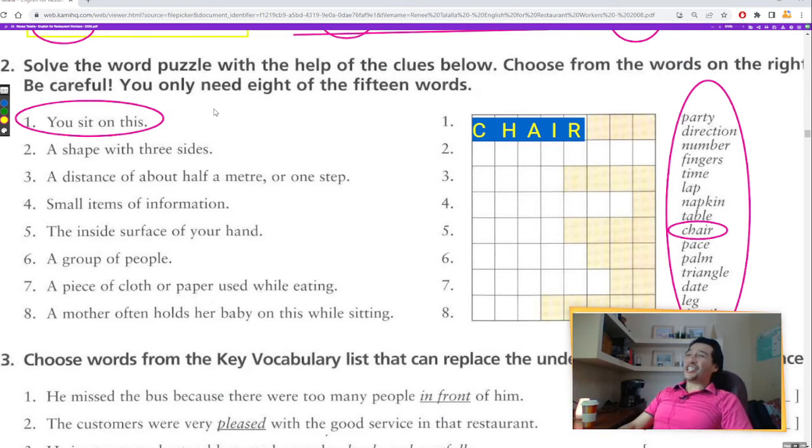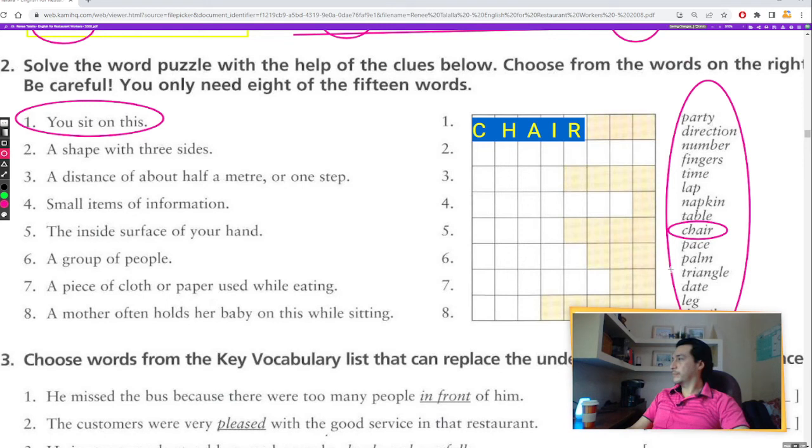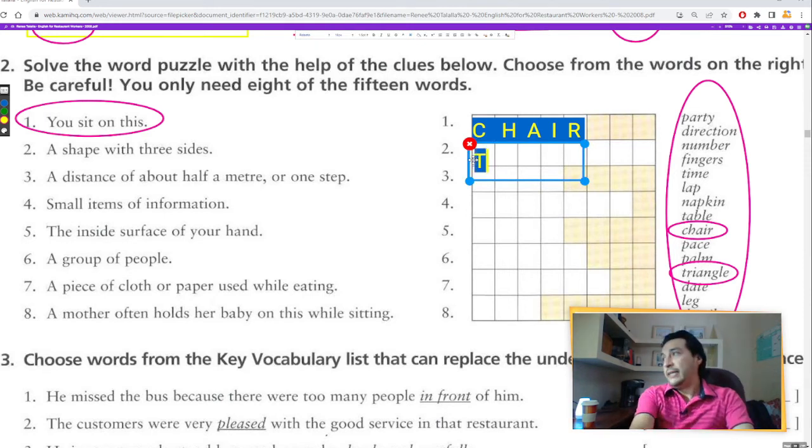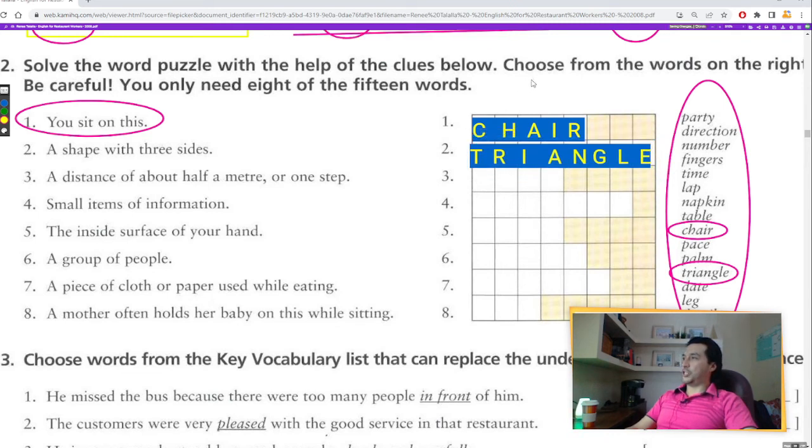Number 2, a shape with 3 sides. 1, 2, 3 sides. It's a shape from geometry. Triangle. Number 2, triangle. T-R-I-A-N-G-L-E. Yes, we have the correct number of letters. Triangle for number 2.